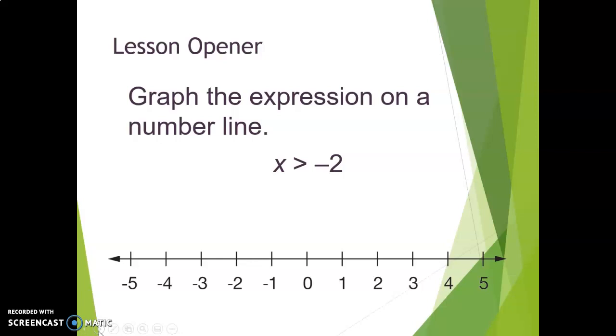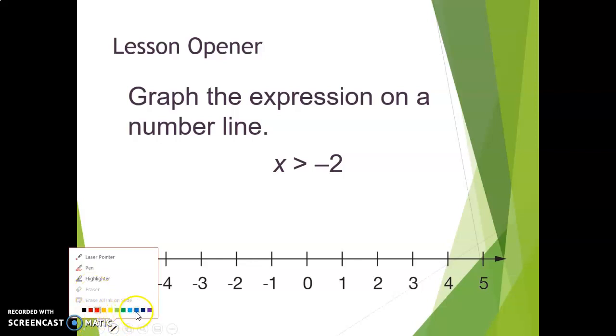So first, go ahead and graph this expression on a number line. X is greater than negative 2. Now remember that a number line is nothing more than just the x-axis. We've got our origin here, and we want to show that x is greater than negative 2.